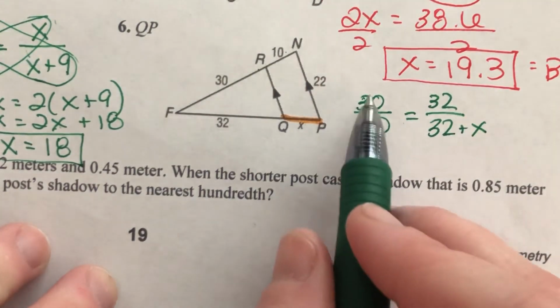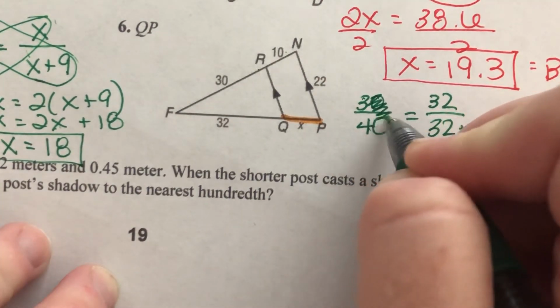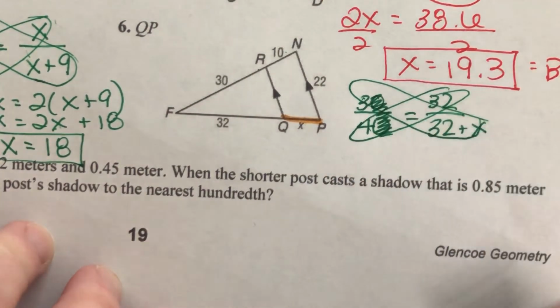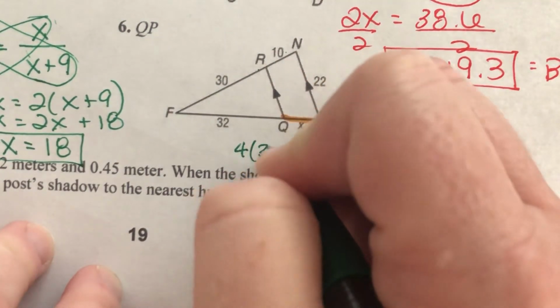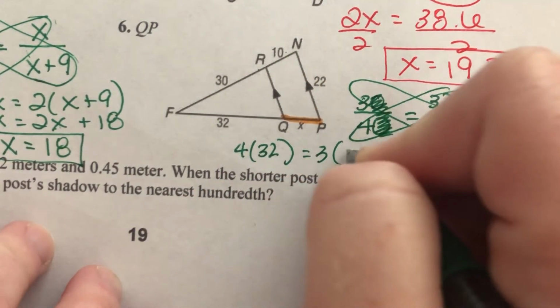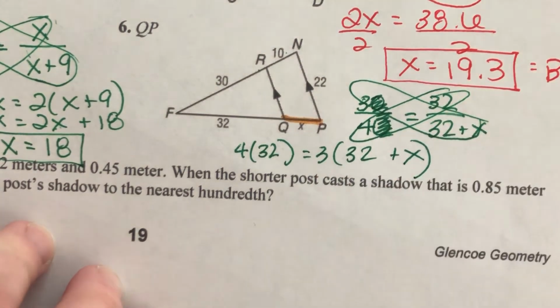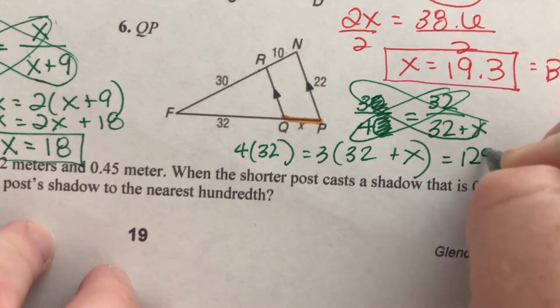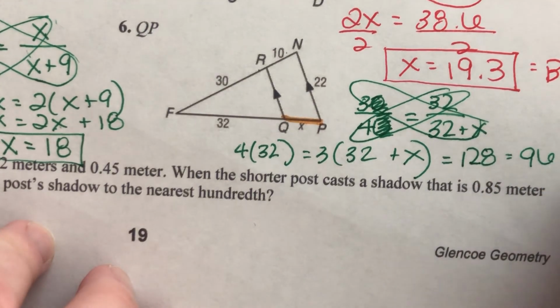And I'm going to simplify this 30 over 40 to just 3 over 4. Divide the top and the bottom by 10. So I multiply this way, multiply this way. 4 times 32 equals 3 times 32 plus x. And then when I simplify that, I'm going to get 128 equals 96 plus 3x. 128 equals 96 plus 3x, minus 96 on both sides. That gives me 32 equals 3x.